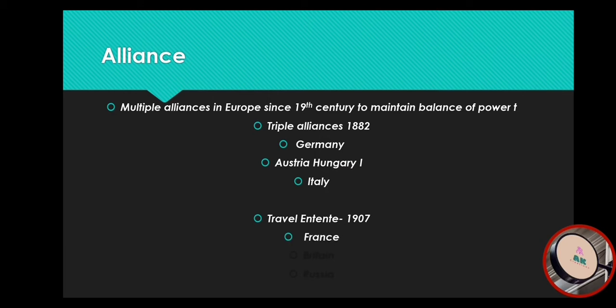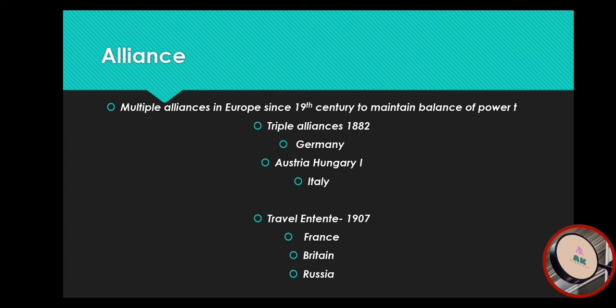So the Triple Entente, and entente is a French word, obviously, is France, Britain and Russia. It was started in 1907. So what's the main reason to start the Triple Alliance and the Triple Entente?